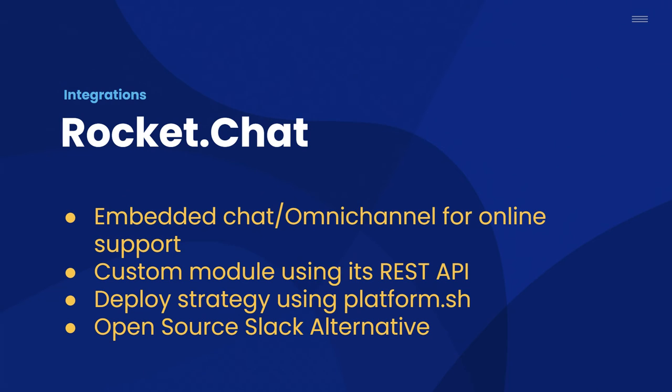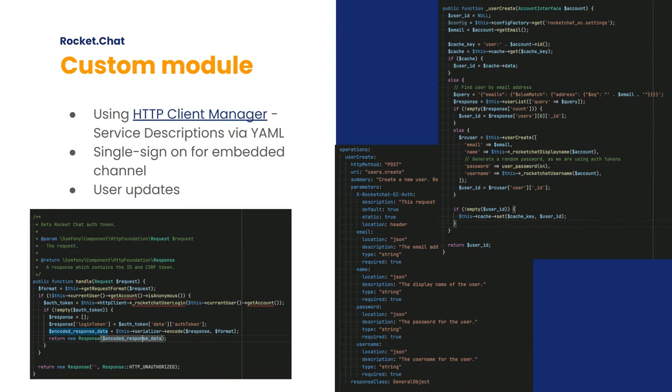And the deployment strategy I mentioned earlier, this is the node app that is coupled with Drupal. So we actually have two applications running in Platform. There was some heavy work we had to do to figure that out and make that work. So yeah, we wrote a custom module. We used the HTTP client manager, created a service.